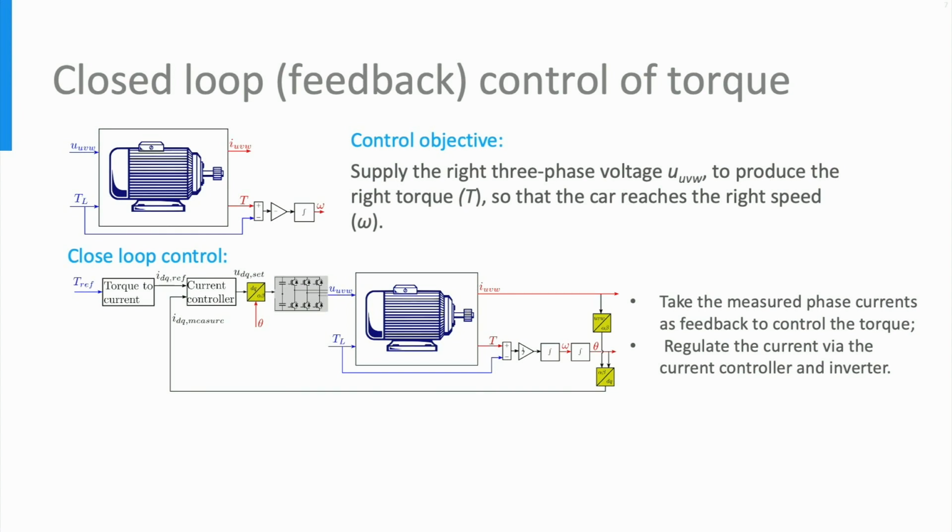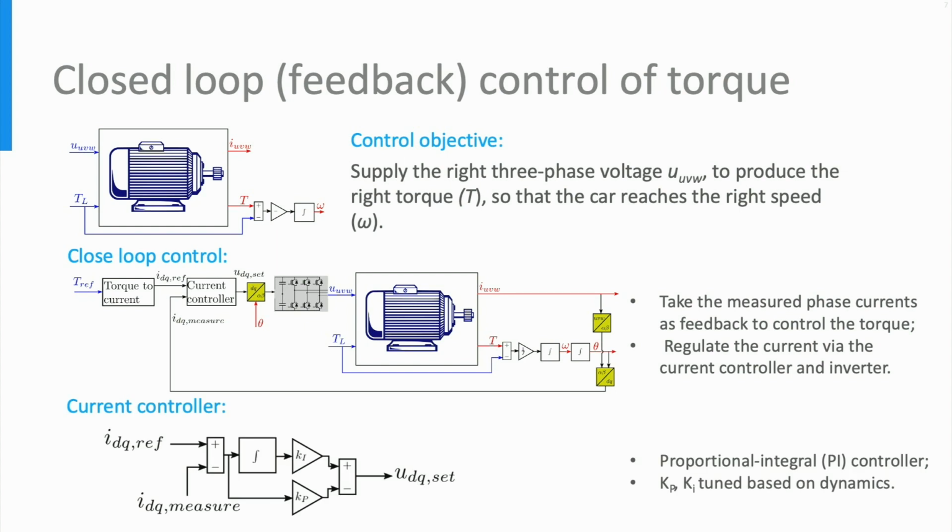Then the reference currents and the measured currents are fed to the current controller to generate a suitable dq voltage command. The voltage command is then fed to the inverter through a pulse width modulator, where the pulses for the inverter are produced to realize the voltage command. The current controller can be a proportional integral controller, or a PI controller for short, as is implemented in the block diagram on the bottom.